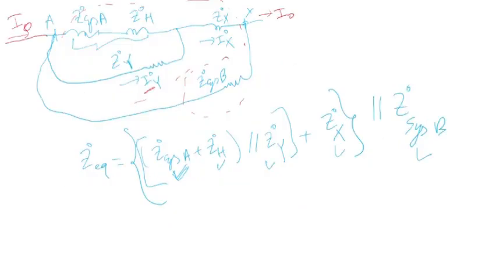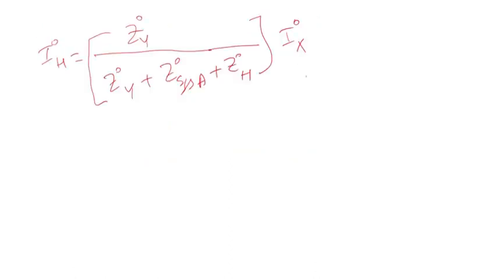If you come back to this diagram, I0H is here. You have these impedances, the sum of them in parallel with this impedance. The current flowing through the high voltage is this impedance divided by the sum of these two impedances and this impedance, times I0X. So it's just current division. Again, I0X I calculated from the previous slide.